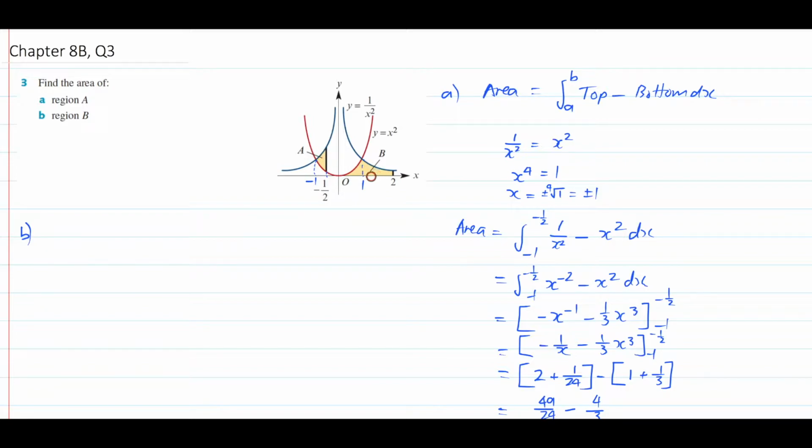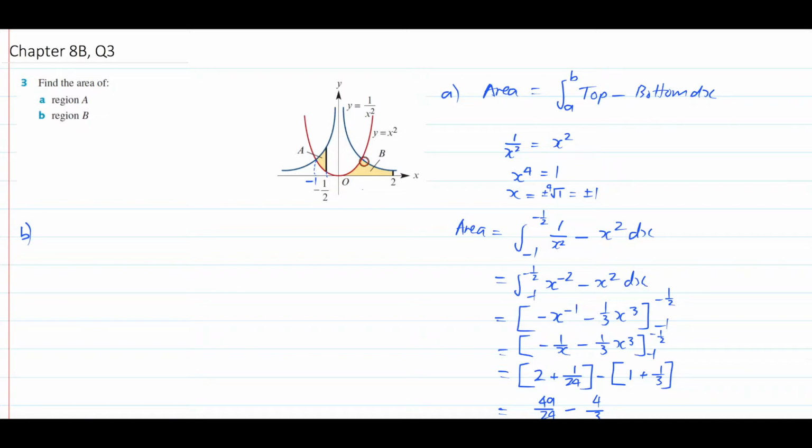So for region B, we need to find this yellow area, right? It is also kind of between two curves, because if you think about it, there's the red curve, and then there's the blue curve, and this area is underneath both of them, right? But okay, I'll rub this side out a little bit so you can clearly see what I want to do here. But if you look at these two curves here, there is no clear top or bottom.